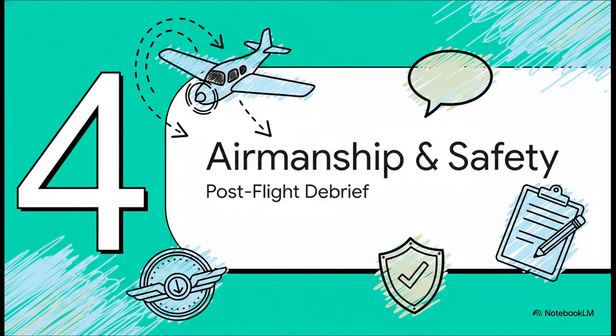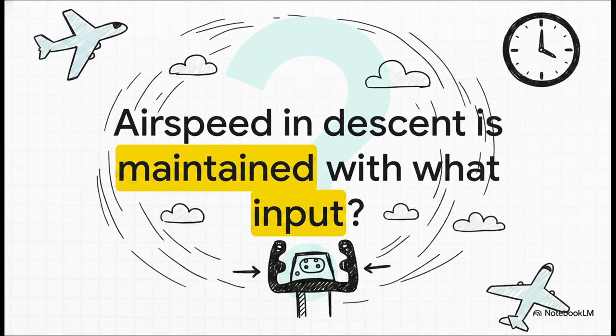All right, we've successfully navigated the maneuvers. Now let's head back into the briefing room for Section 4, our airmanship and safety debrief. Okay, pop quiz time. Just making sure you were actually paying attention to those golden rules earlier. Lock in your answer in your head before I give it away. Airspeed in a descent is maintained with what control input? Take a second. Got it?